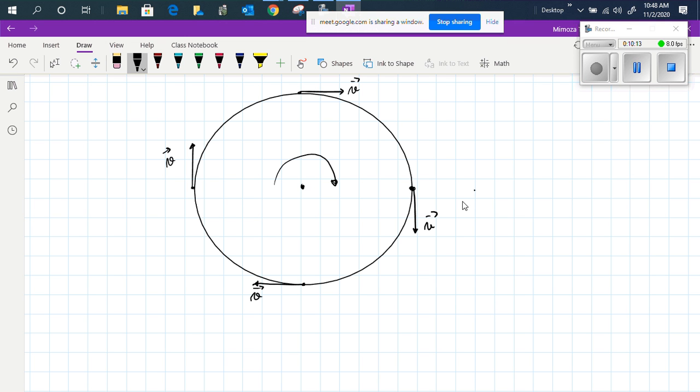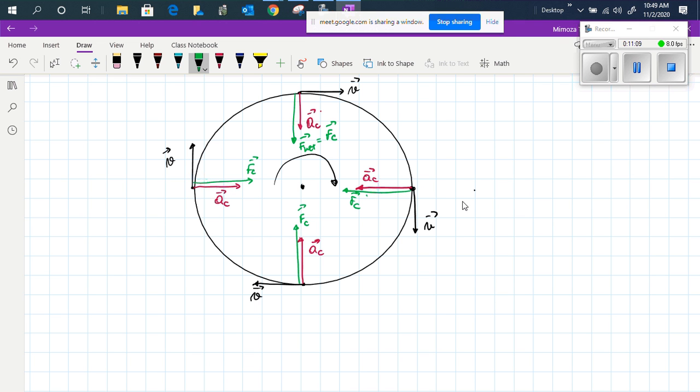The direction changes though. Now, the acceleration will be toward the center of the circle. So this will be the center, and it is known as the centripetal acceleration. Again, the centripetal acceleration changes direction, but the magnitude is the same. Based on the second law of Newton, the force net will be toward the center of the circle, and this is known as the centripetal force. Again, it is the same magnitude, but the direction changes continuously.